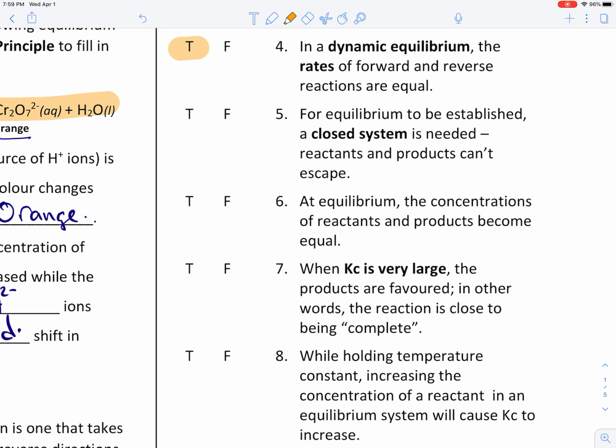Number 5, you need a closed system for equilibrium to be established, and a closed system just means reactants and products can't escape. That is also true. If reactant particles or product particles can escape, then the forward or the reverse rate will be affected by that.